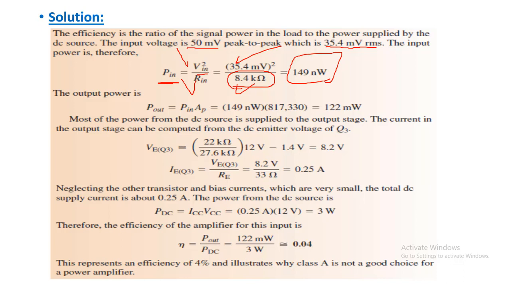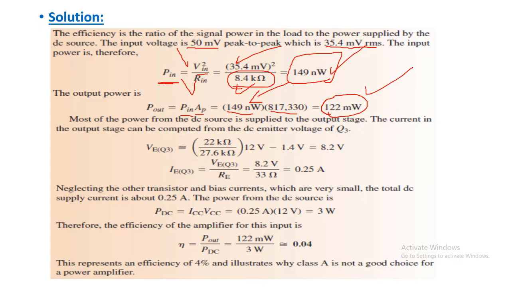Let's find out the output power. The output power is equal to the input power multiplied by the power gain. It is mentioned that the power gain is this much, and we found out that the input power is 149 nanowatt. So the output power will be 122 milliwatt. So we now got the input power, we now got the output power.